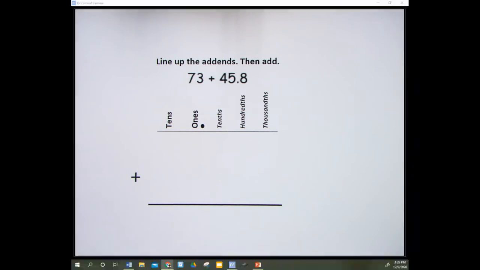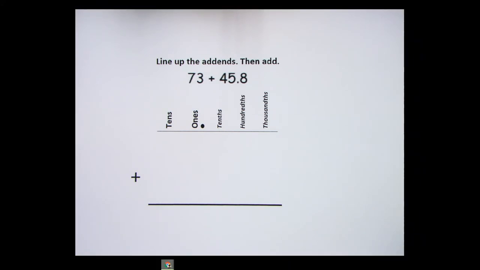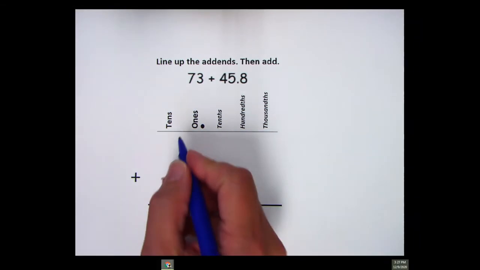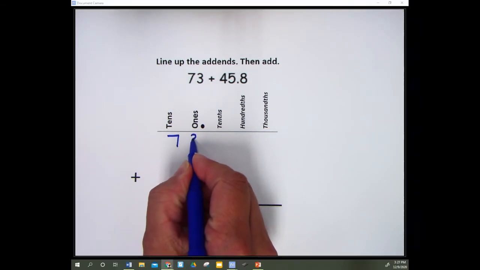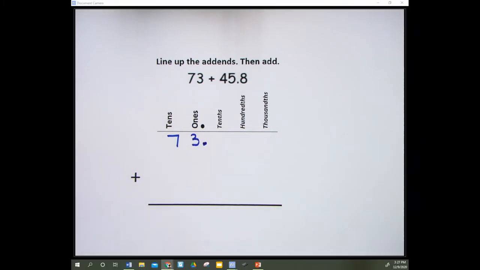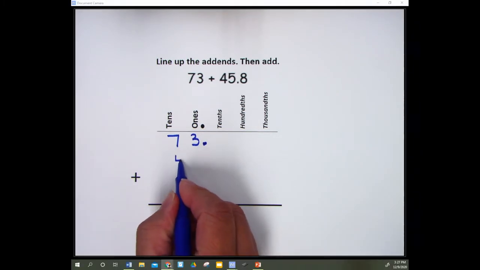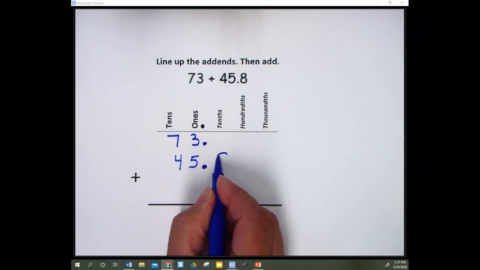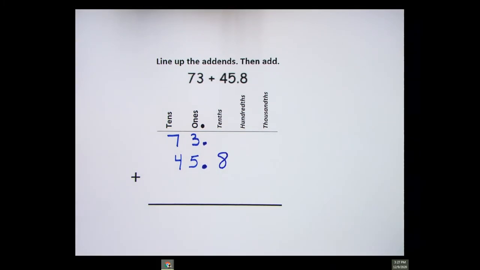To find the exact sum for this problem, the first thing I want to do is line up the decimal points. And you might be looking at 73 and saying, hey, I don't see a decimal point there. But remember, the decimal is always to the right of the ones column. So in this case, it's to the right of the 3 in 73. So we'd have 73, here's our decimal point, plus 45 and 8/10. Notice how lining up the decimal points lines up all the place value columns.